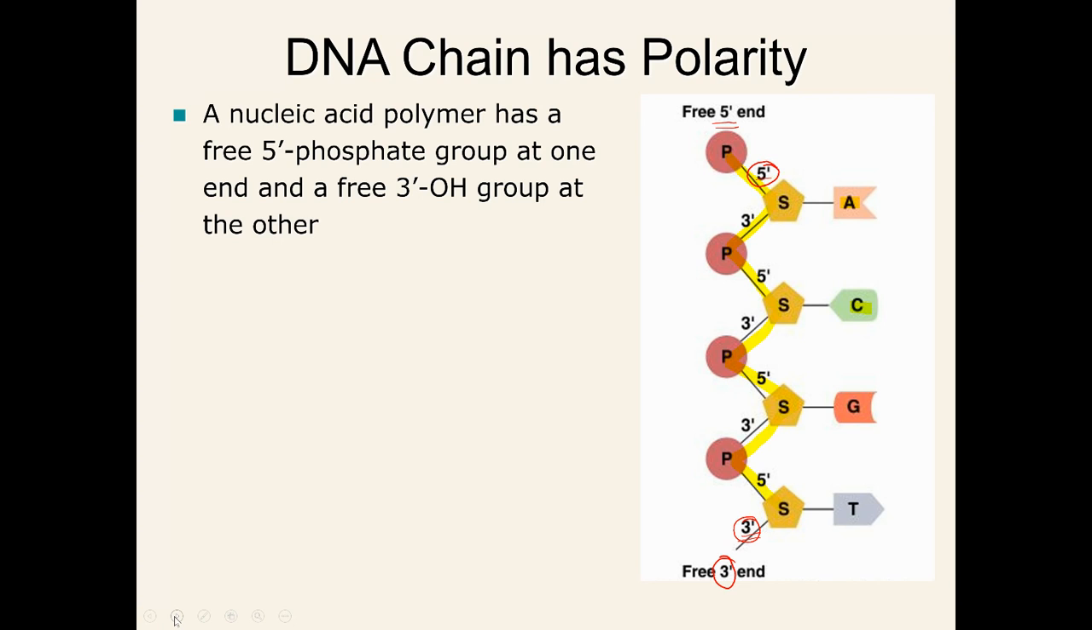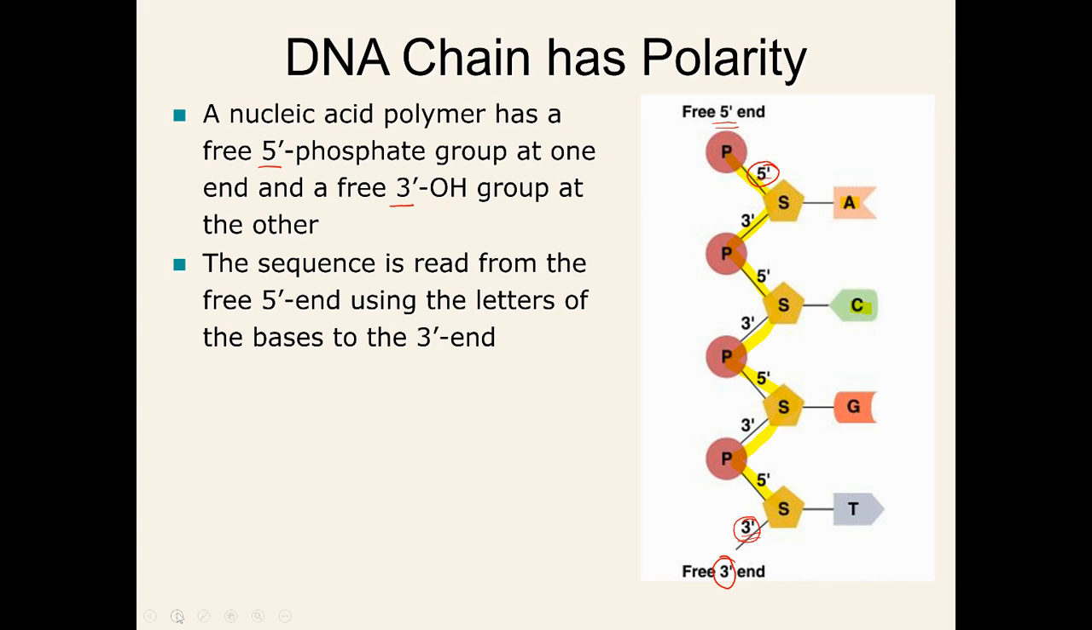Okay, so a nucleic acid is a polymer with a free 5' phosphate group at one end and a free 3' OH group at the other end. That's, again, referencing the carbons on that sugar. The sequence is read from the 5' end to the 3' end. So in this case, we'd read the sequence A, C, G, T.